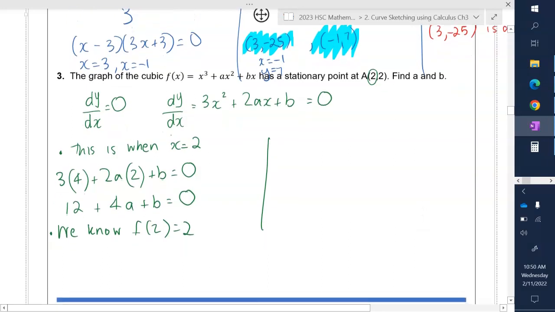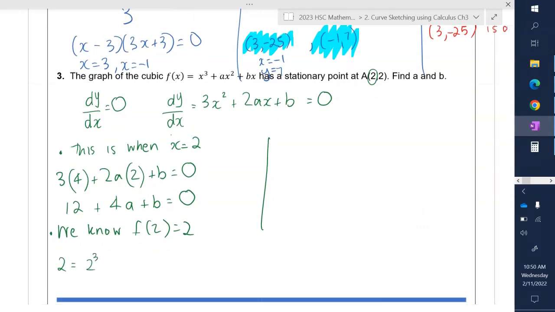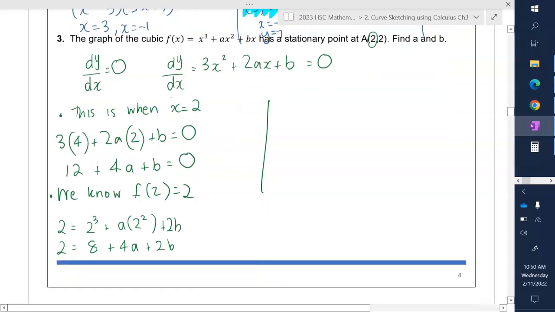So let's do that. We know that 2 is going to be 2 cubed plus a times 2 squared plus b times 2, which I'm going to write as 2b. So let's fix that up. That's going to be 8 plus 4a plus 2b. I'll neaten it up a little bit. I'm going to just subtract 8 from both sides. So I'm going to end up with minus 6 equals 4a plus 2b.